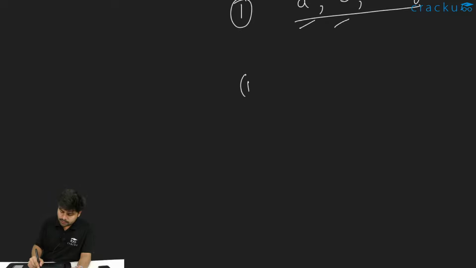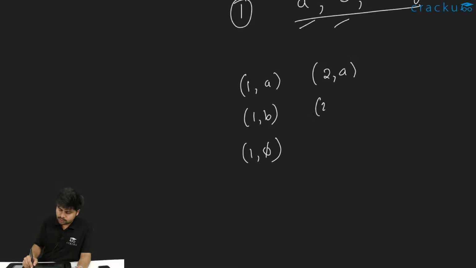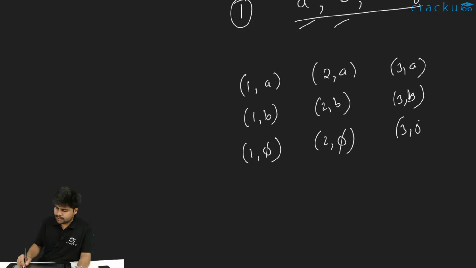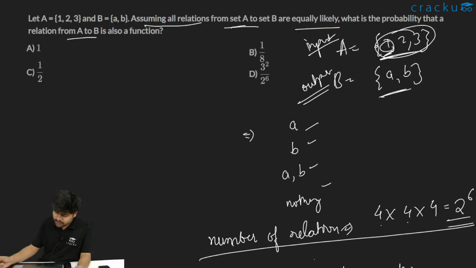We can have 1A, we can have 1B. We can have 1 is not defined on anything, right? We can have 2A, we can have 2B, we can have 2 not defined on anything. We can have 3A, we can have 3B, we can have 3 not defined on anything, right? But again, we are told, what is the probability that a relation from A to B is also a function.